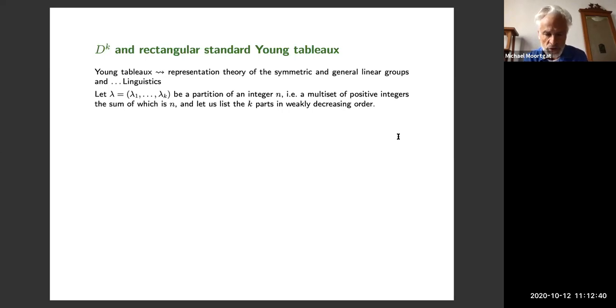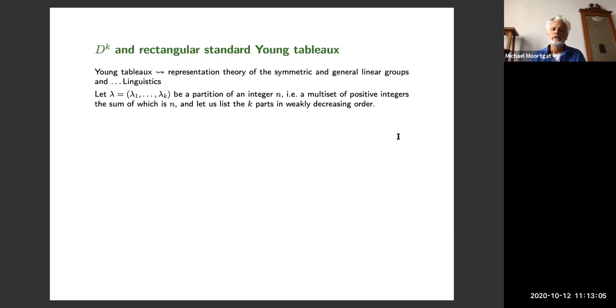So one of the most appealing bijections, I think, is between k-dimensional Dyck languages and rectangular standard Young tableaux. Now, these Young tableaux are mostly studied or used as an instrument in studying representation theory of the symmetric and general linear group. So you could wonder what they have to do with linguistics. I think this is a nice application of the tableau.